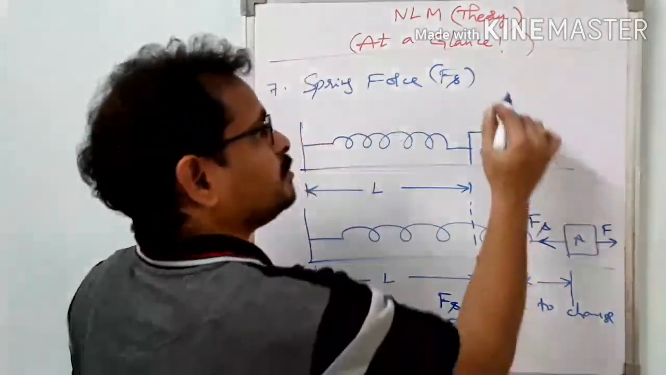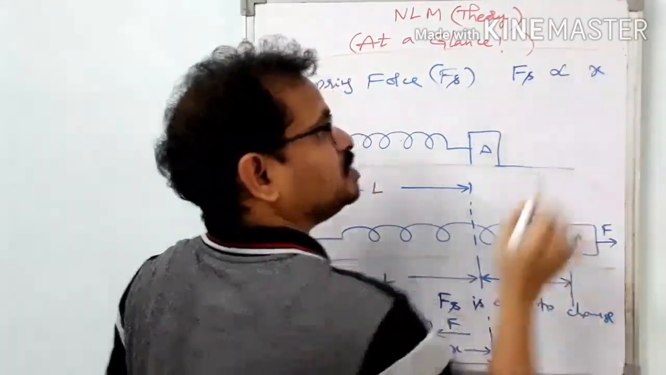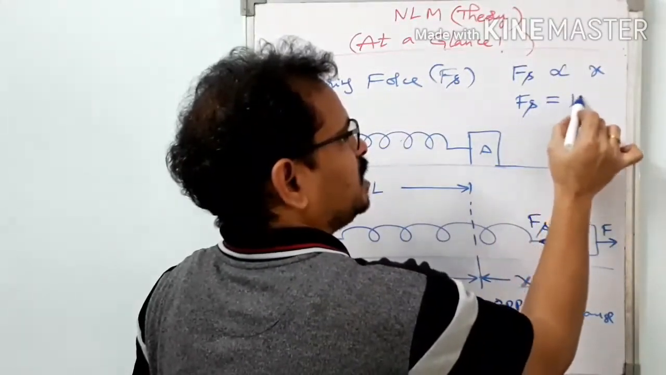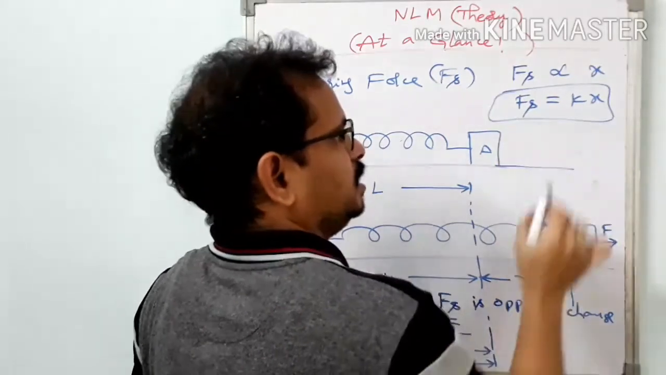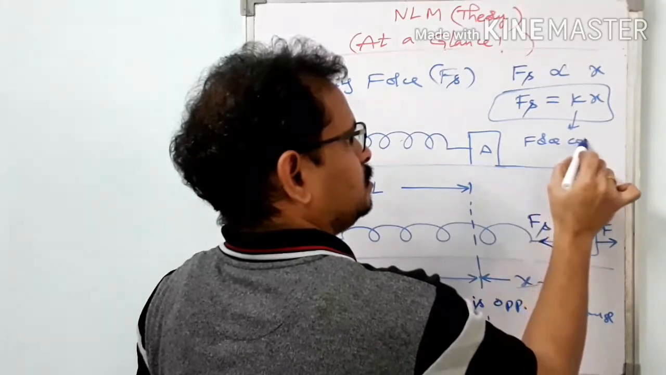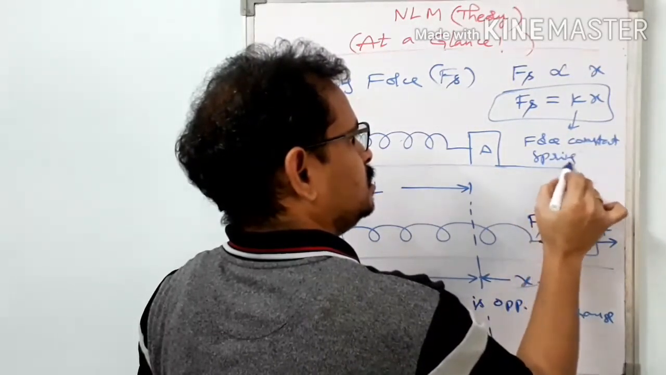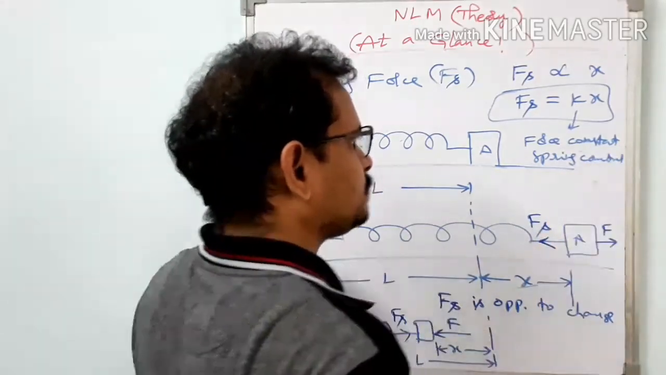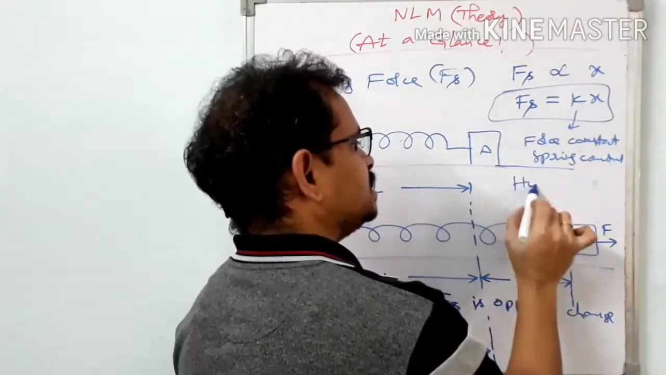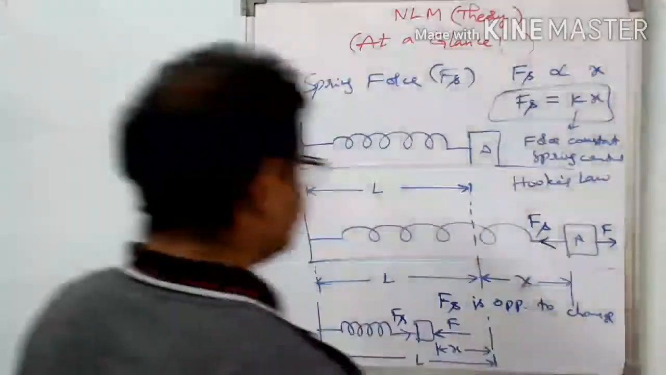Let us see what about the magnitude of spring force here. It is found that Fs is directly proportional to the change in length, and Fs is equal to K times the change in length. Here K is known as force constant, or it is also known as spring constant, and this law is known as Hooke's law. Got it now?